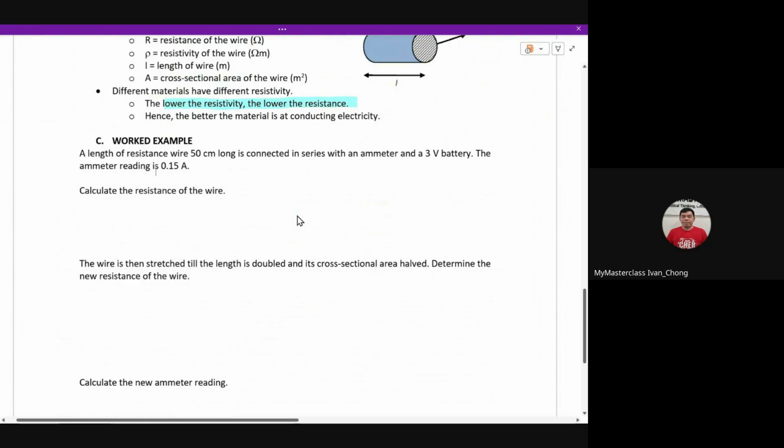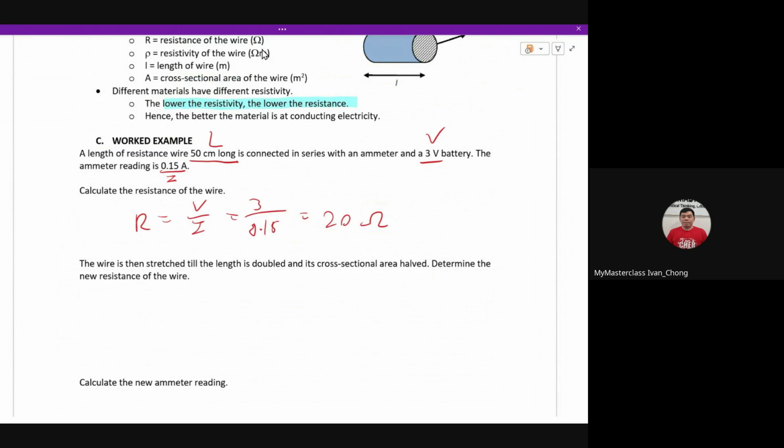So let's take a look. Number one, we have your length. And you have I. What's the resistance of the wire? So first thing, we have V also, right? So R is V over I. So basic 3 divided by 0.15. So let's press your calculator to double check the values. Should end up with 20 ohms.